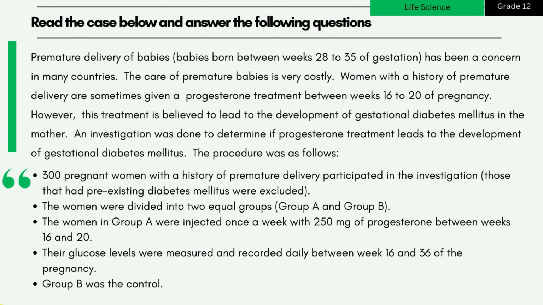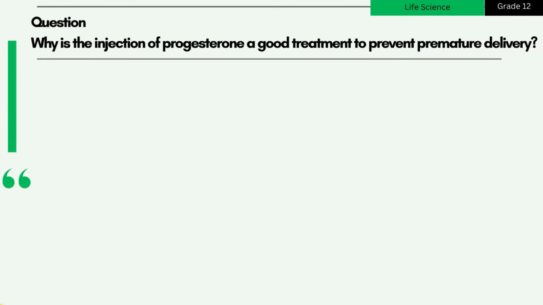The women in Group A were injected once a week with 250 milligrams of progesterone between weeks 16 and 20. Their glucose levels were measured and recorded daily between week 16 and 36 of the pregnancy. Group B was the control. Question: why is the injection of progesterone a good treatment to prevent premature delivery?